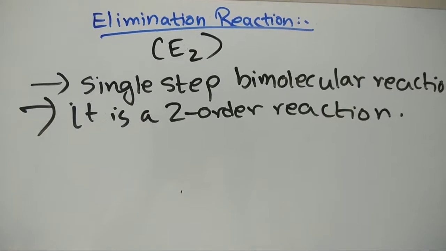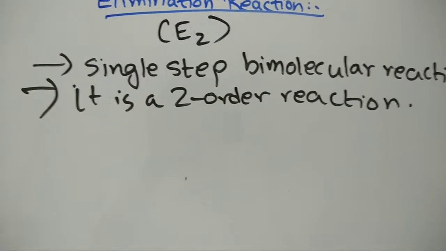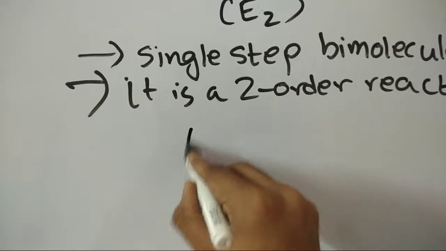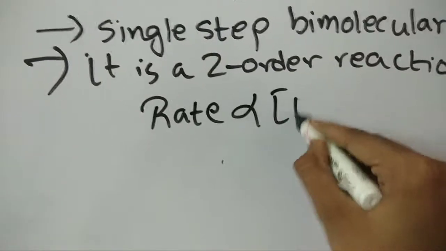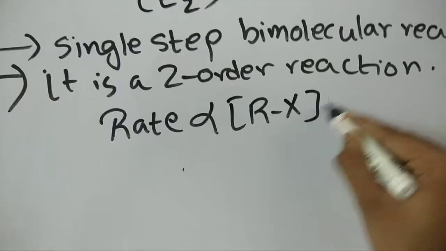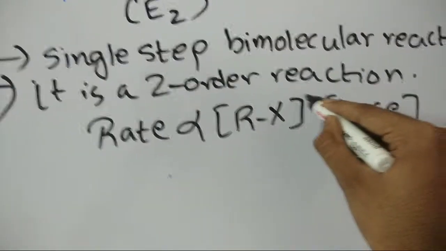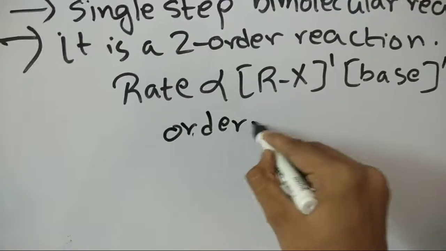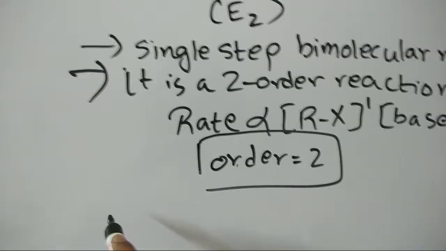Because the rate depends upon the rate determining step, or the slowest step. The slowest step involves RX and a base. So here you get 1, 1. So the order is 2 for elimination, or E2 reaction.